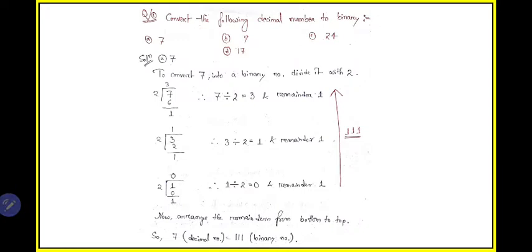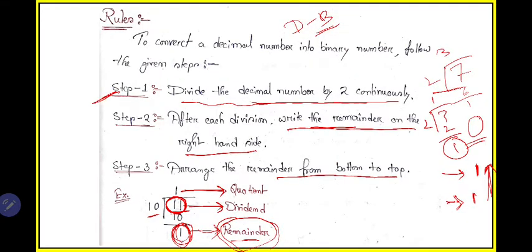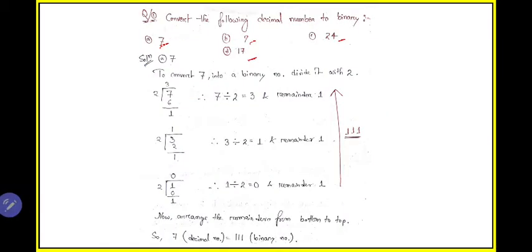So let us do some examples to understand it more clearly. We will convert 7, then 9, then 24 and 17 to understand this conversion more easily. So the first step, as we explained, is divide the decimal number by 2 continuously. Then the second step is write the remainder on the right hand side. So first we need to solve these two steps. Let us perform these two steps.